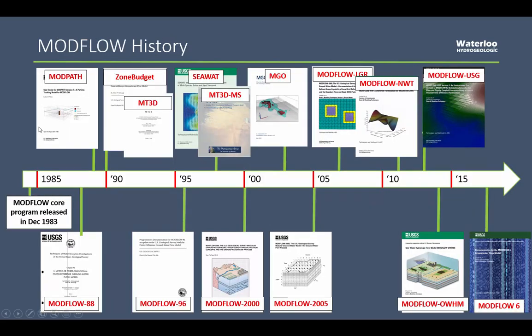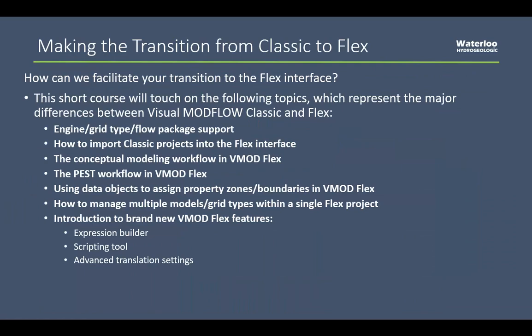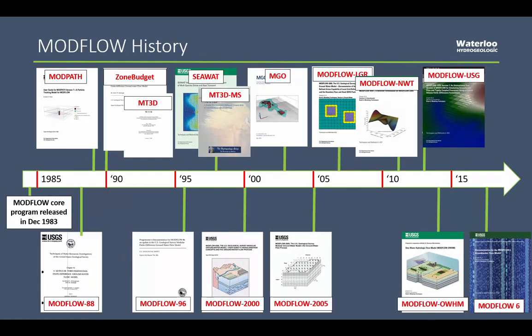All right, so without any further ado, let's get into some of these topics here. So, first of all, this slide here just shows a bit of a history of the MODFLOW code itself. And as you can see, there have been many different engines and transport engines and secondary packages that have been released over the years. Down here at the bottom, we have the major flow engines, and up here at the top, we have mostly contaminant transport engines and secondary engines. Now, a lot of these different engines will be familiar to you VMOD Classic users, but some of them might actually be new to you.